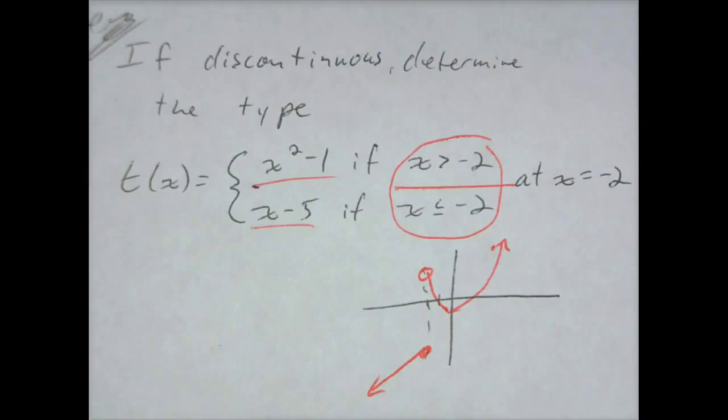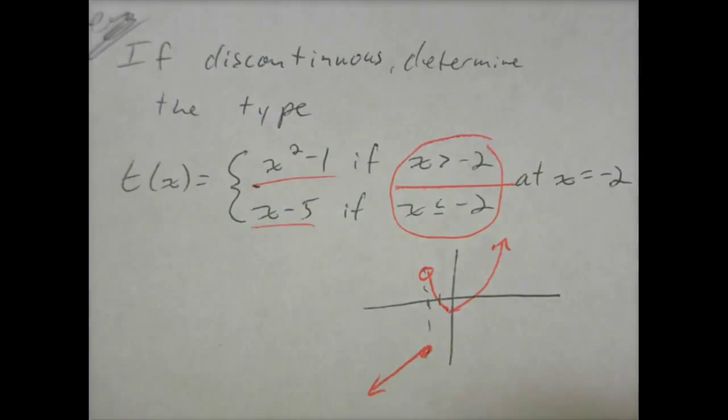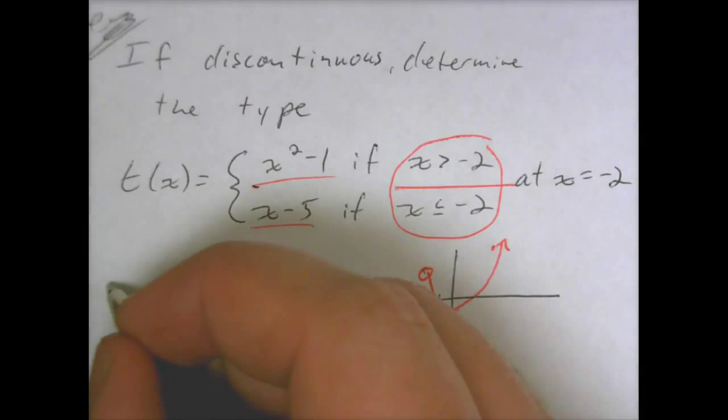Well, in just graphing that, that tells us what kind of discontinuity we have. This would be a jump discontinuity.